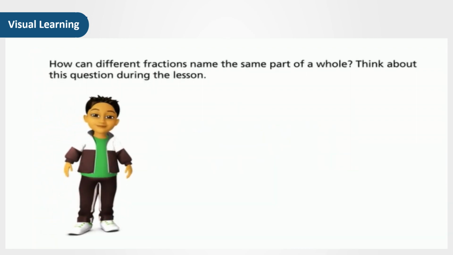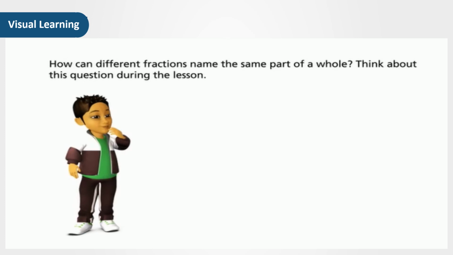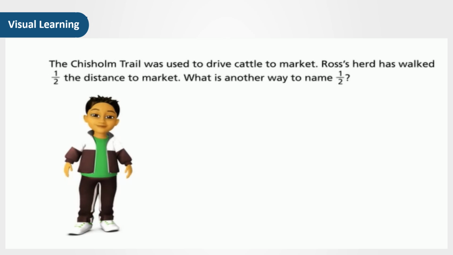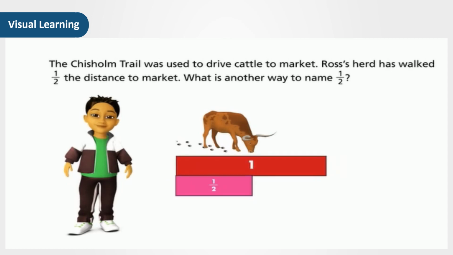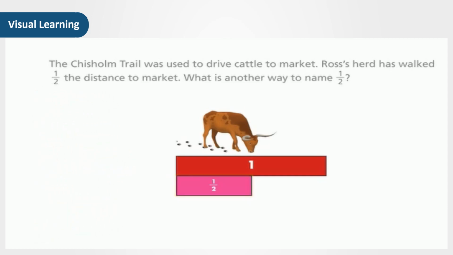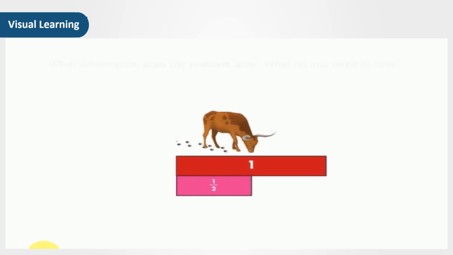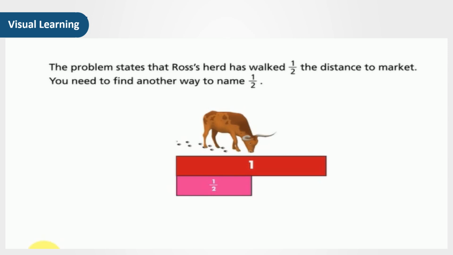How can different fractions name the same part of a whole? Think about this question during the lesson. The Chisholm Trail was used to drive cattle to market. Ross's herd has walked 1/2 the distance to market. What is another way to name 1/2? What information does the problem give? What do you need to find? The problem states that Ross's herd has walked 1/2 the distance to market. You need to find another way to name 1/2.